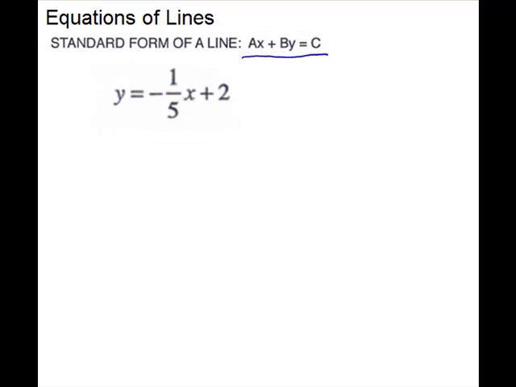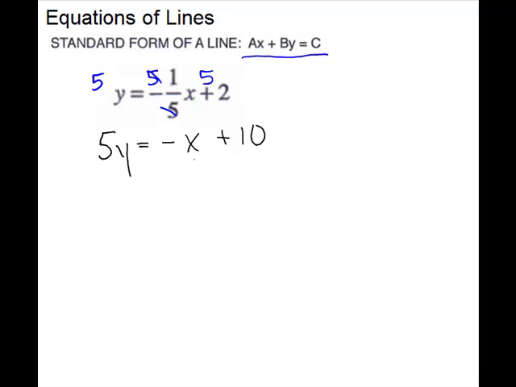We have one more equation here that will switch around to standard form. So first of all, we will clear out the fraction. We will multiply through by a 5, our LCD, all the way across. And that gives me 5y equals negative x plus 10.